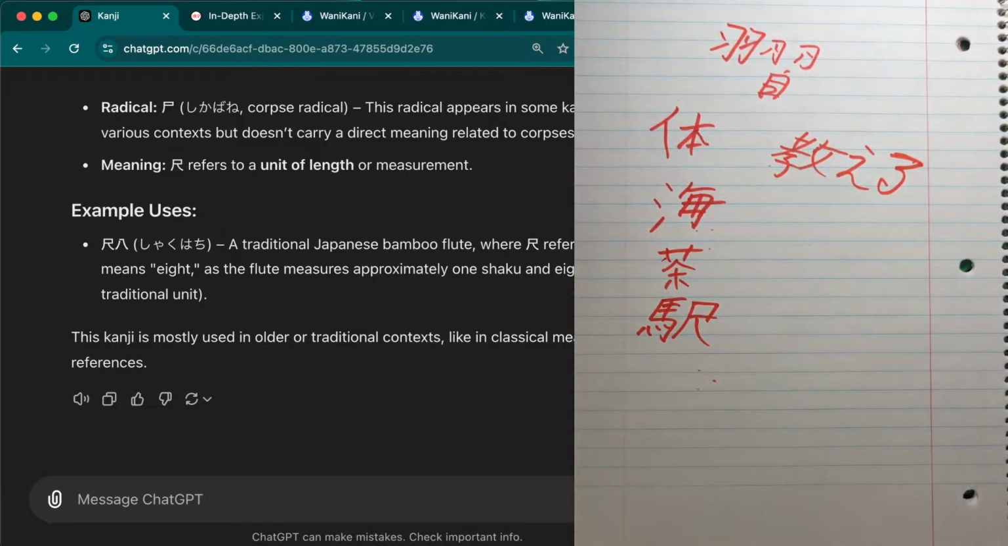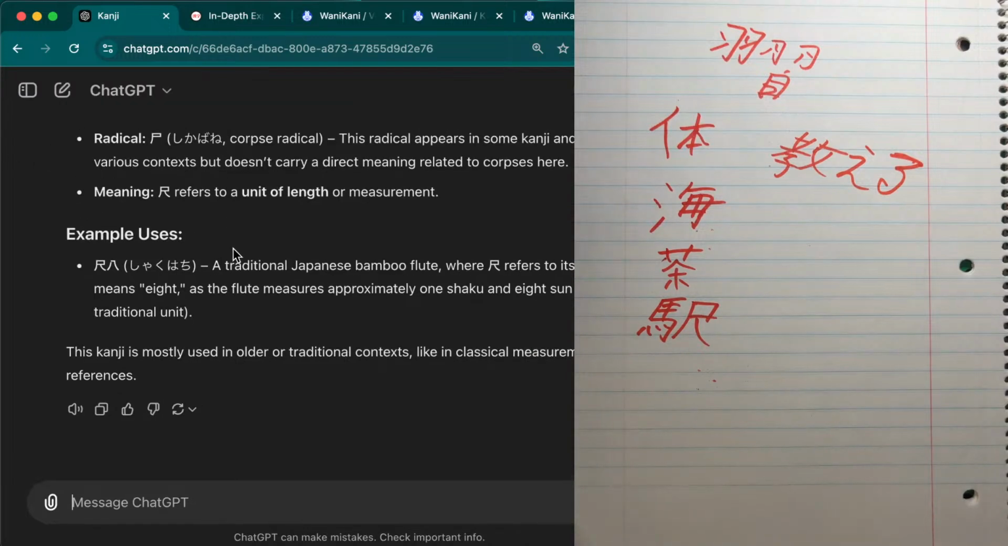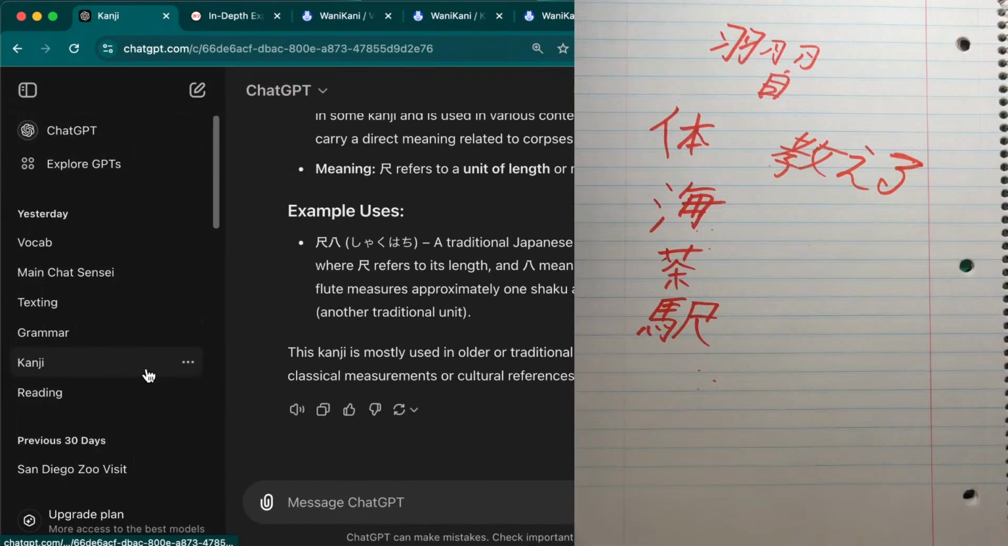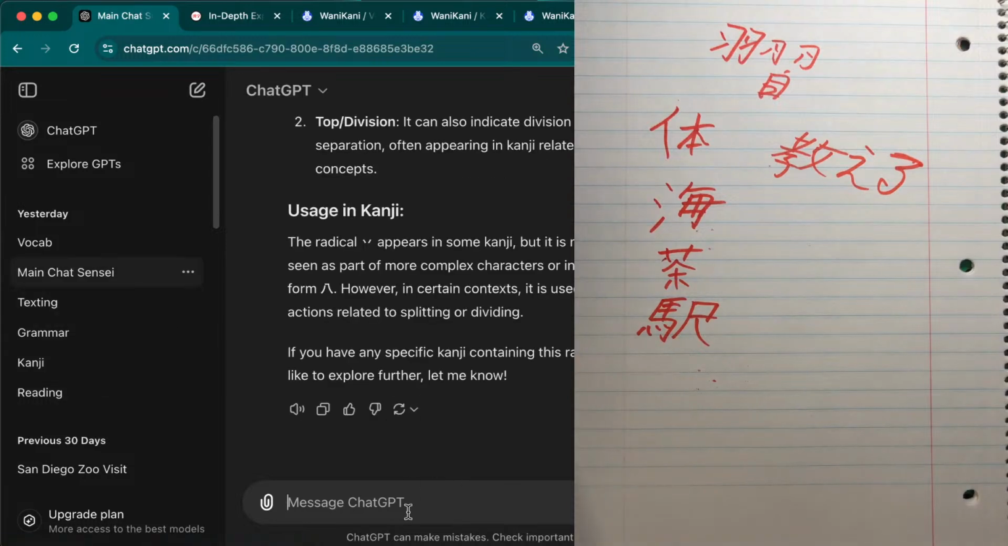So it's 7:50. Let's move on to particles. This one's going to be more interesting than kanji. I feel like kanji is pretty repetitive. You just keep doing the same thing and you'll eventually get it. So let's try and do particles.